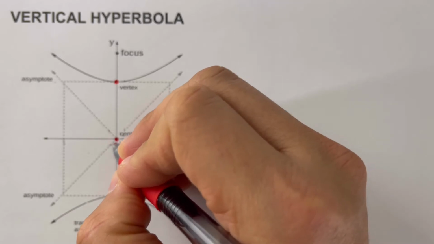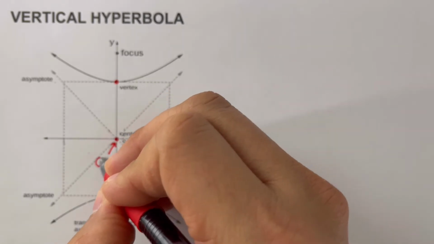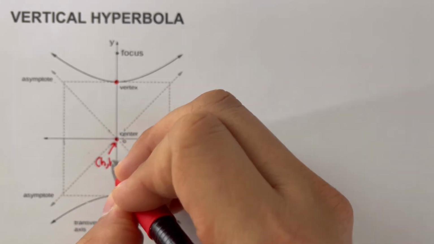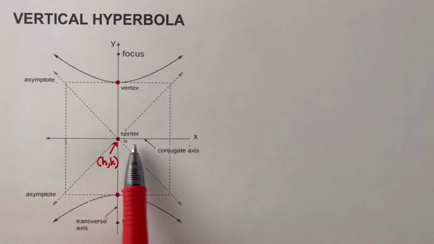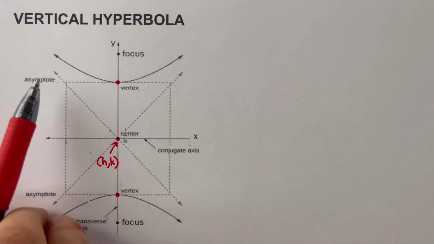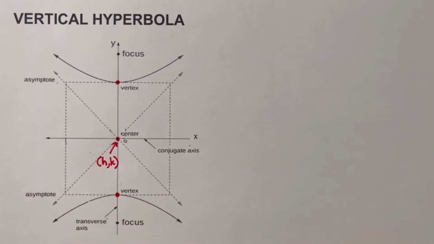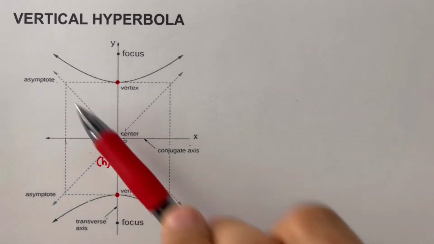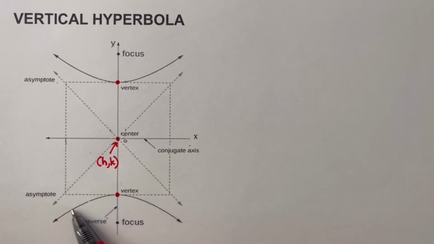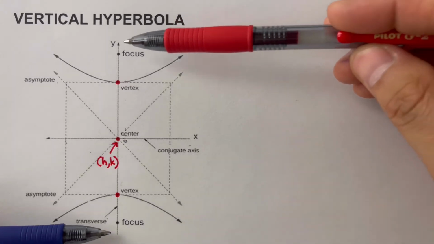We remember that the center is represented as (h, k). And we also have the conjugate axis. So the conjugate axis is the horizontal axis. These are the two asymptotes. We remember that an asymptote in this case is a line where the hyperbola gets closer and closer to it, but it's not going to touch it. Now, we also have the two foci here. So these are the two foci.